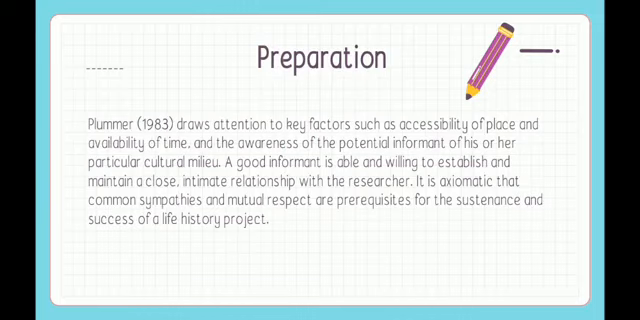Next slide, preparation. Plummer, 1983, draws attention to key factors such as accessibility and place, availability of time, and the awareness of the potential informant of his or her particular culture's milieu. A good informant is able and willing to establish and maintain a close, intimate relationship with the researcher. It is axiomatic that common sympathies and mutual respect are prerequisites for the sustenance and success of a life history project.